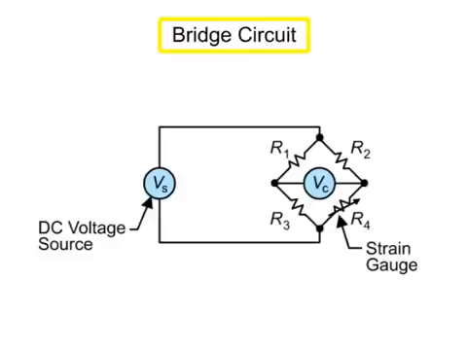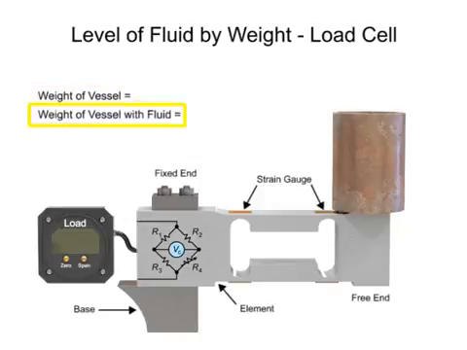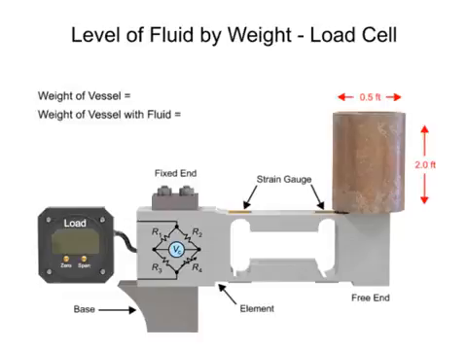Connected to a bridge circuit, the force measured is proportional to the output voltage. The output voltage is converted to a level measurement when vessel weight and vessel fluid density is known. An example: to determine the level measurement of a column of water that is 2 feet tall and has a diameter of 0.5 feet is solved by the following steps.